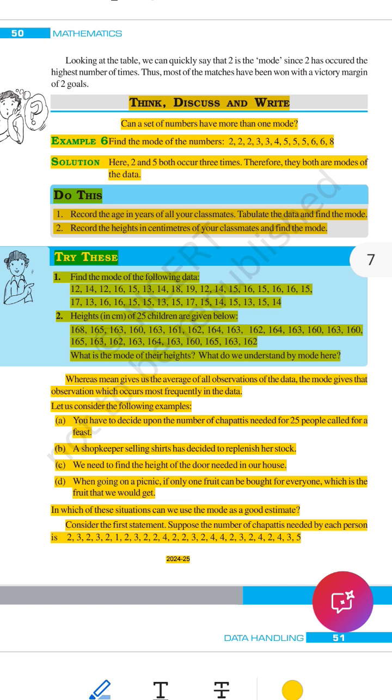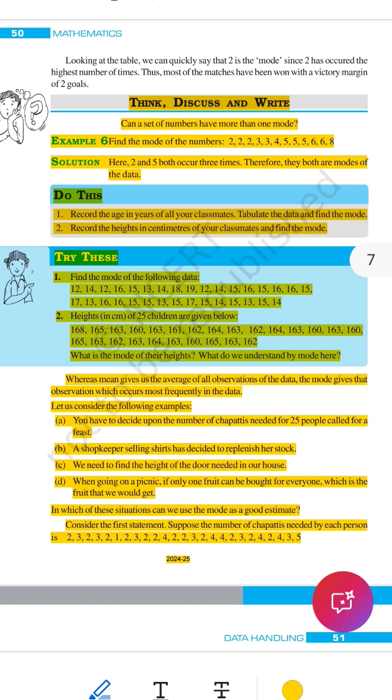Shirt sizes in a shop. Sizes sold: 90 centimeters, 22 sold; 95 centimeters, 8; 100 centimeters; 105 centimeters, 7; 110 centimeters, 6. Mode equals 105 centimeters, 13 sold, the most popular size. Here, mode is perfect because it shows what customers buy the most.